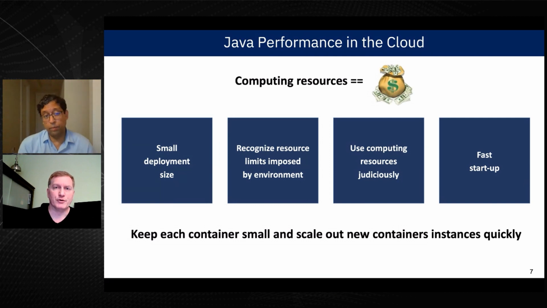Small deployment size, you want to make your container small. You want to be able to recognize the resource limitations that are being imposed by the environment, like on the container itself. But even if you're aware of the limits, you don't want to necessarily use everything that you're given. You want to use those judiciously so that you don't waste resources. And finally, that fast startup problem that I mentioned is the time that you're using resources but not really getting any work done. So the theme here is keep each container small and scale out new container instances quickly. I'm going to cover the first 3 of these relatively quickly, and then I'm going to switch to VJ. He'll go through the fast startup section, which is in a little bit more depth.